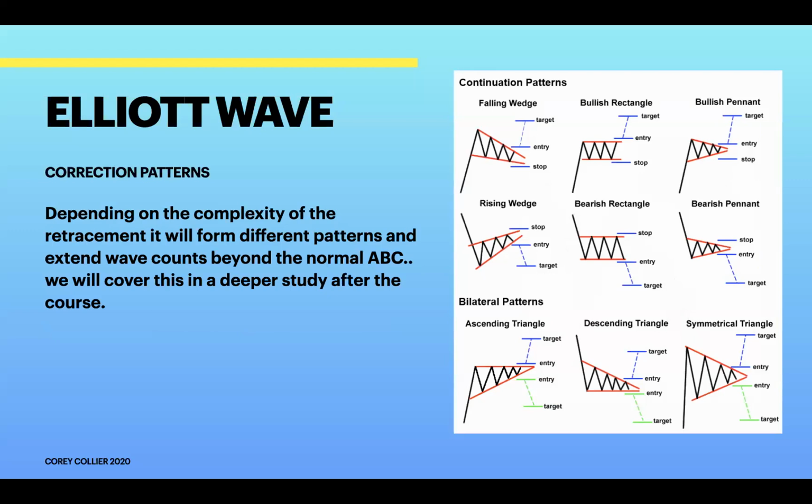All right. These are some of the retracement patterns. So you've got a falling wedge, bullish rectangle, bullish pennant, a rising wedge, bearish rectangle, bearish pennant. The bilateral patterns mean they can go either way. Okay. So you've got the ascending triangle or descending triangle, and then your symmetrical triangle. Now, depending on the complexity of the retracement, it will form different patterns and extend wave counts beyond the normal ABC. And we'll cover this in a deeper study, guys, after the full course, really.